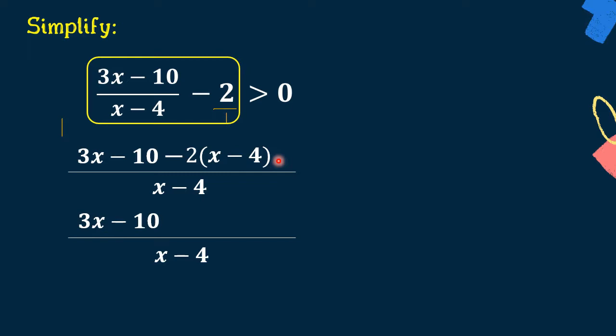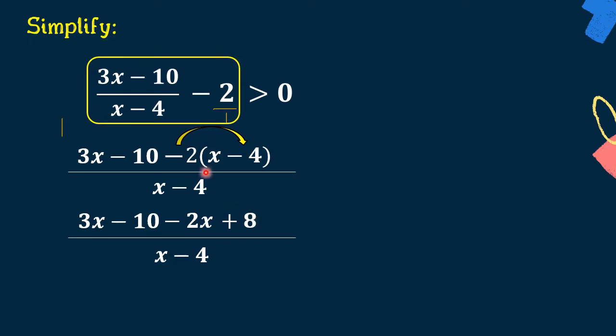Next, we have to simplify this part and follow the rules of your PEMDAS. You have to simplify first the terms inside the parentheses. To do that, we have to distribute the outside factor to the inside factors. So negative 2 times x is negative 2x. We also have negative 2 times negative 4 is equal to positive 8.